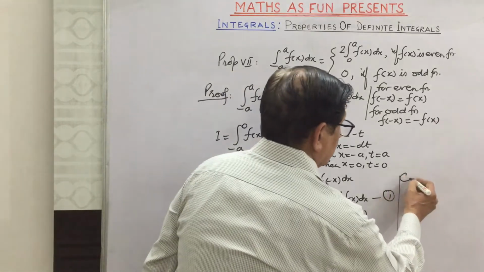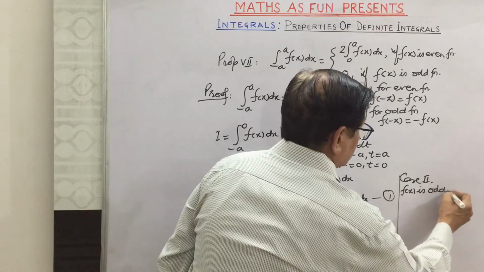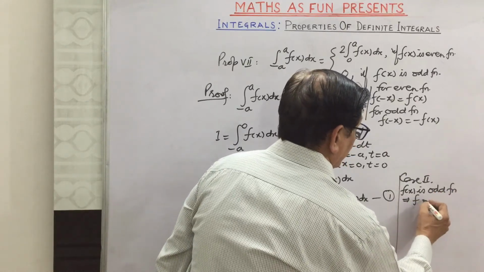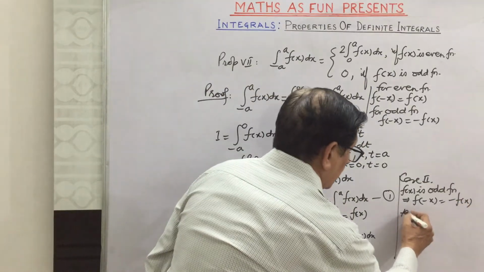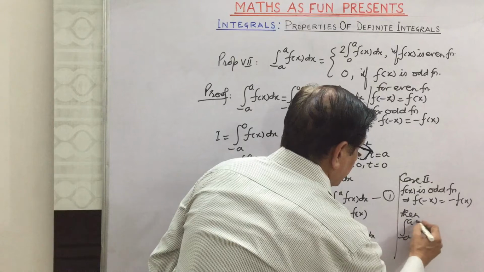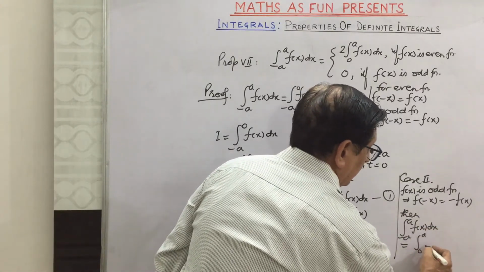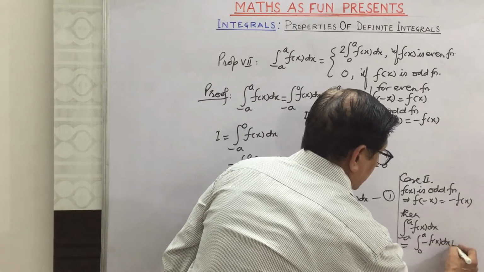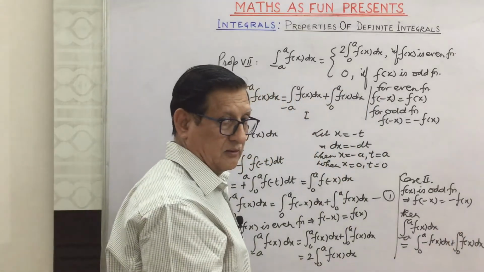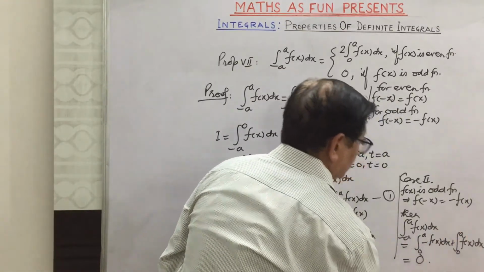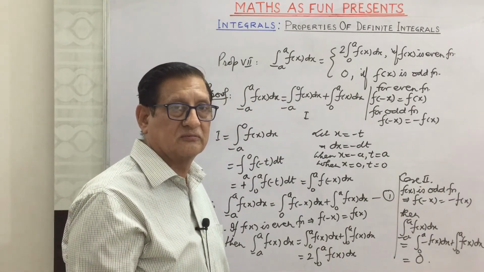In the second case, we have f(x) is an odd function. Odd function means f of minus x is equal to minus f(x). Then our integral minus a to a f(x) dx will be equal to integral 0 to a minus f(x) dx plus integral 0 to a f(x) dx. They cancel each other and this comes as 0. This way we can prove all the properties of definite integrals.